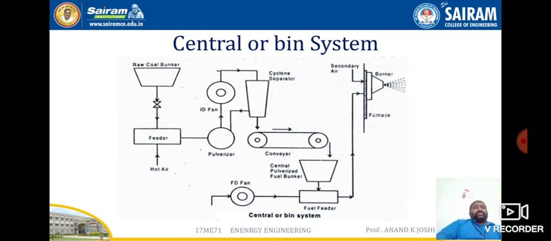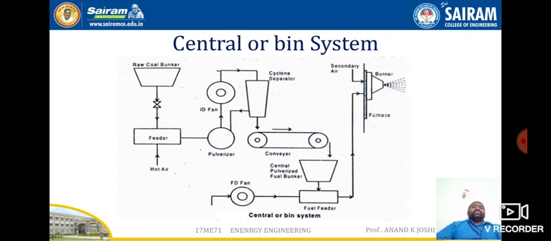Next, we come to the advantages. It is highly flexible, and it is independent of the operation of the coal pulverization. It also has less wear and tear, and it is handled very easily. The coal size can also be controlled in an efficient way.